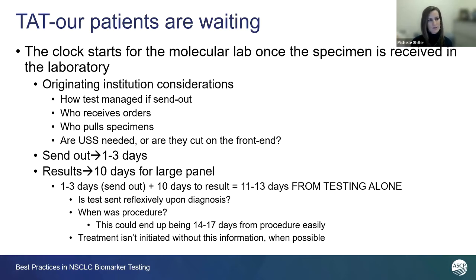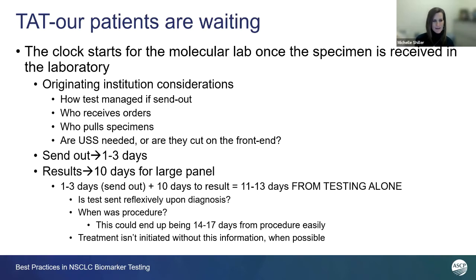And again, the result we're held to in the molecular lab is a 10-day turnaround time. That's 10 calendar days for large panels. So if you think about it, if we take our whole 3 days to send it out, and then it's a couple days transit, and then 10 days for the result, we're already at 11 to 13 days from testing alone, not including maybe the 1 or 2 days it took to get the diagnosis in a perfect world, if it's, say, a procedure on a Monday. But if it's a procedure on a Friday and it's not diagnosed, you can just start to see how all of a sudden you have this huge lag time and a patient on the other end who's not getting treatment until this information is delivered to the provider.